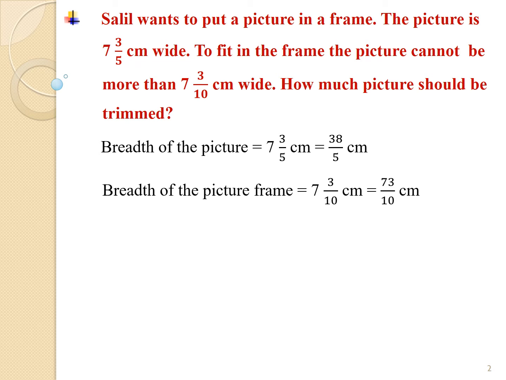Now, let us find by how much the picture should be trimmed by subtracting the smaller fraction 73 upon 10 from 38 upon 5, as we know that the breadth of the picture is greater than the breadth of the picture frame. Thus, the picture to be trimmed is equal to 38 upon 5 minus 73 upon 10. Students, now let us find the LCM of the denominators 5 and 10, as the fractions are unlike fractions. Thus, the LCM of denominators 5 and 10 is 10.